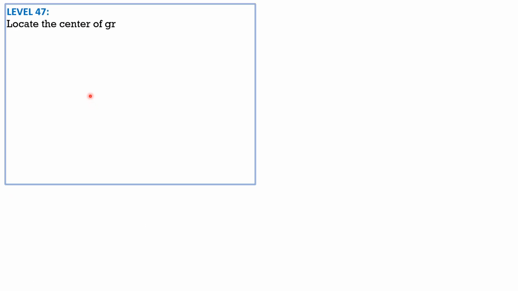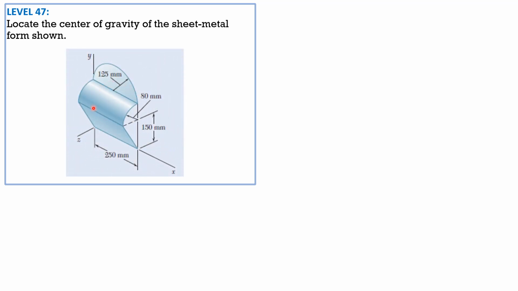Level 47, locate the center of gravity of the sheet metal form shown. So this is the sheet metal form. We will call this element 1. By the way, by symmetry, xg is 125. So the centroid lies along this path. And since the radius of this semicircular plate is 125, xg is 125 mm by symmetry. This is the axis of symmetry. Then yg and z sub g are to be determined.